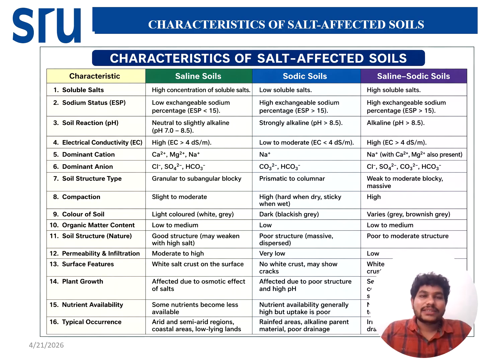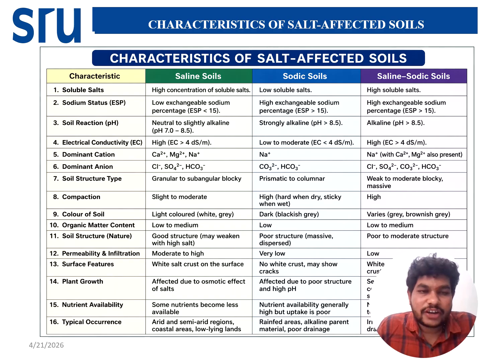Here are some characteristics of salt affected soil. First is the soluble salt. Saline soil will have high soluble salt, sodic soil will be low, and saline sodic soil will have high sodium and high soluble salt. The EC of saline soil will be more than 4 decisiemens per meter, sodic soil EC will be less than 4, and saline sodic soil EC will be more than 4.